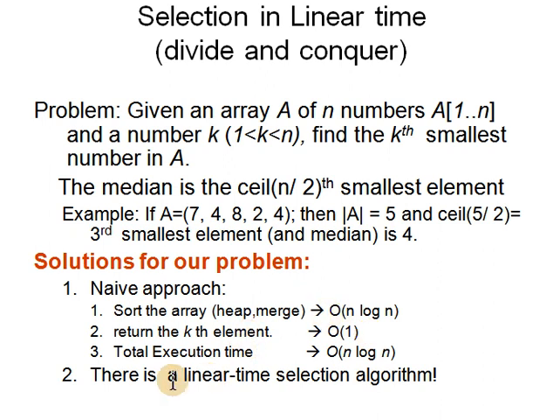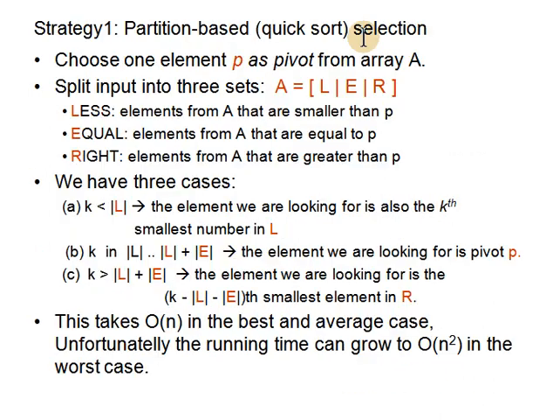But there is a linear time selection algorithm, so we're going to see it. How does it work? It's based on partitioning like quick sort. You find a pivot P and divide A into three parts: less than, equal to, and greater than. Then we have three cases. If k is less than the size of L, then the kth smallest would be in the left side. Otherwise, it would be in the middle, or in the right side. This will take order n in the best and average case, but it can go to order n square in the worst case.